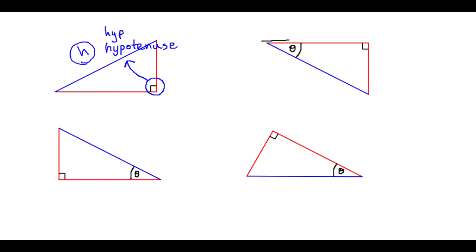The longest side, which is opposite the biggest angle, is called the hypotenuse of a right angle triangle. And let's put h in all of those others. I've made it really easy because I've put these in blue.